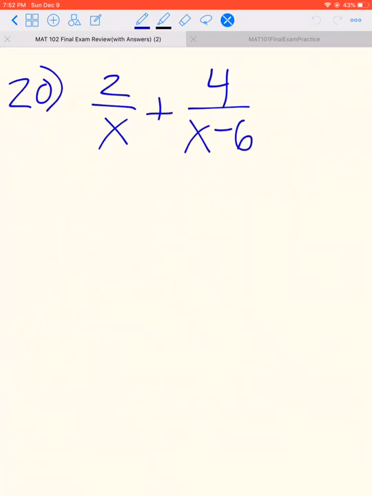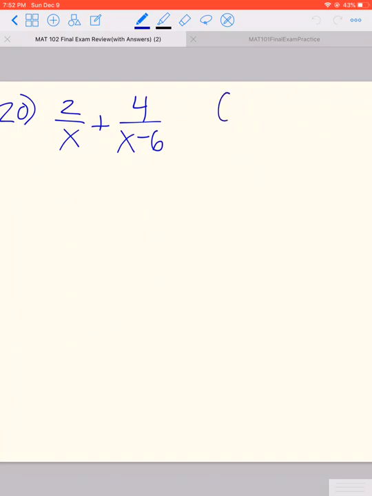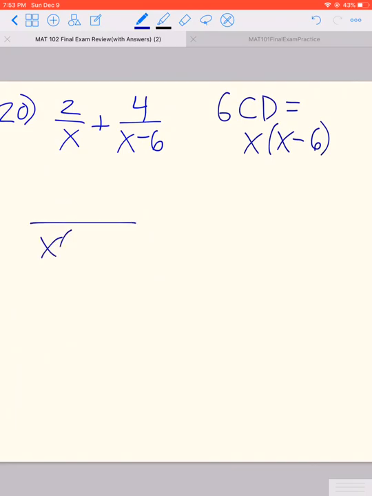Let's take a look at number 20. Again, we're asked to add fractions, so we need a common denominator. Here, for the GCD, everything is factored. So we have to have a factor of x, and we also have to have a factor of x minus 6. So our GCD is going to be x times x minus 6.